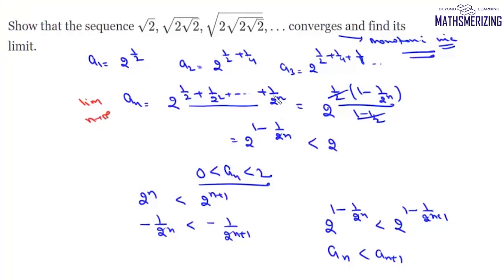If we take the limit as n tends to infinity, it will be an infinite GP. Then this value will be 2^a upon 1 minus r, which is simply 2. So this sequence converges to 2, and its limit will be simply 2.